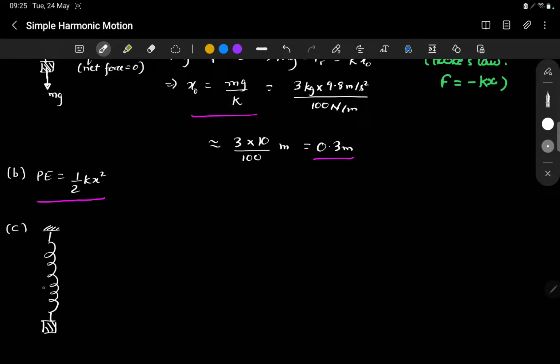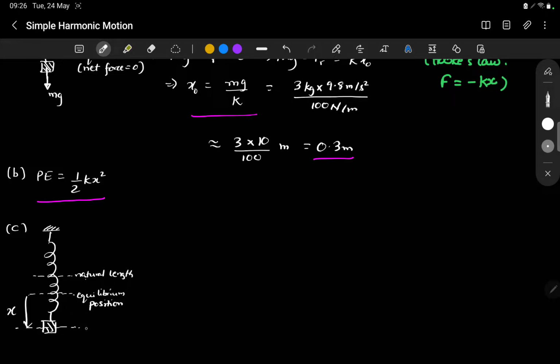So if this was the equilibrium position, this was the natural length, this is the natural length, this is the equilibrium position, and this is the displacement x given from the equilibrium position. So we are pulling the block downwards and then releasing it.